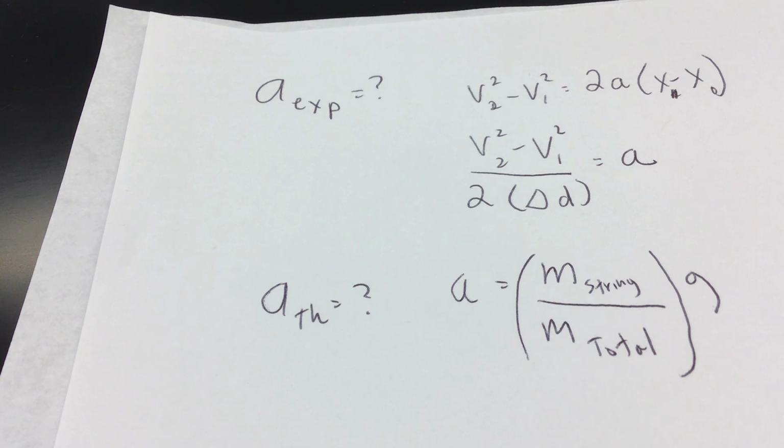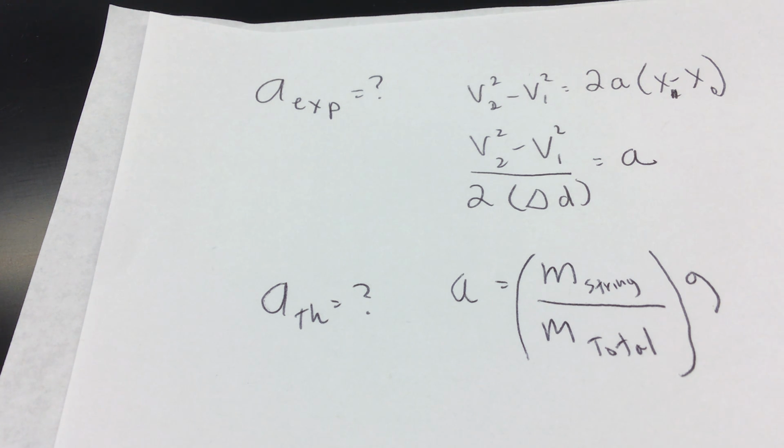Okay, now let's calculate the acceleration. And again, we're going to do the first mass trial where we had just the 50 grams hanging on it. We've just calculated what V1 and V2 are. So now we're going to figure out what the experimental acceleration is and compare it with a theoretical acceleration.